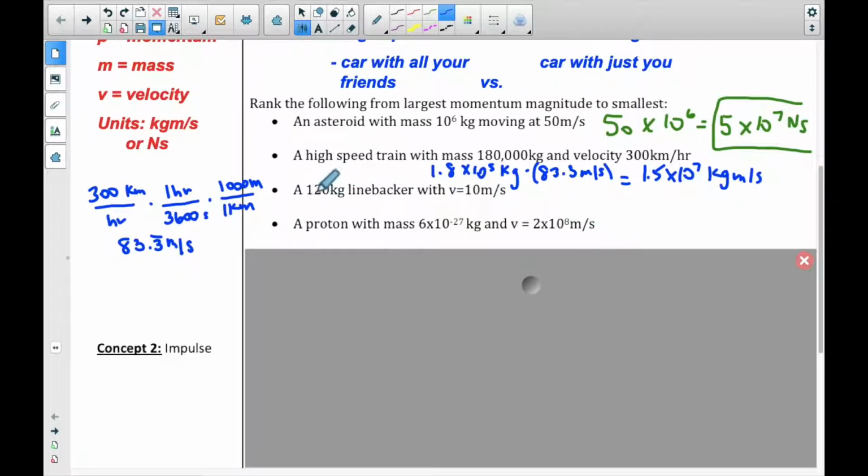A linebacker, 120 kilogram linebacker with a velocity of 10 meters per second.